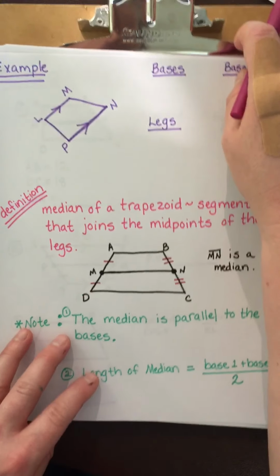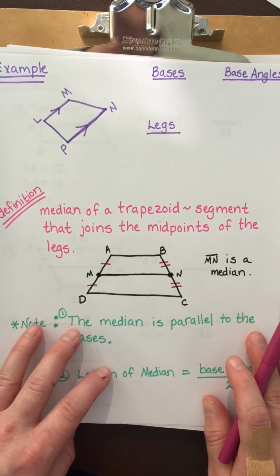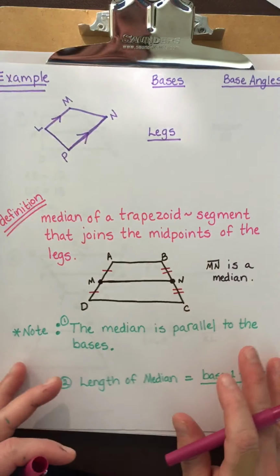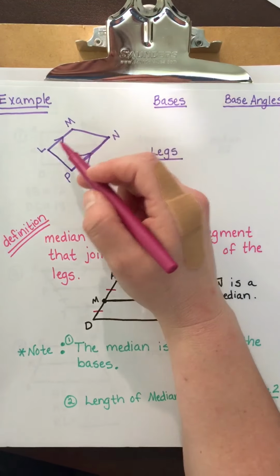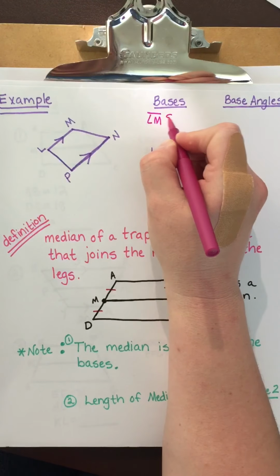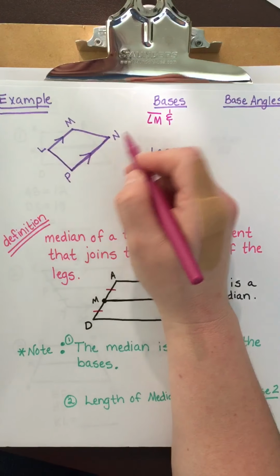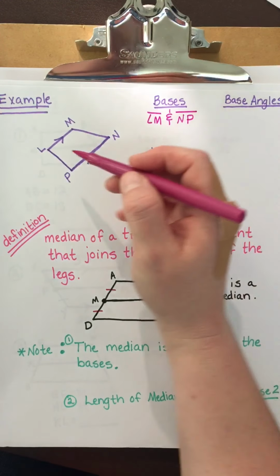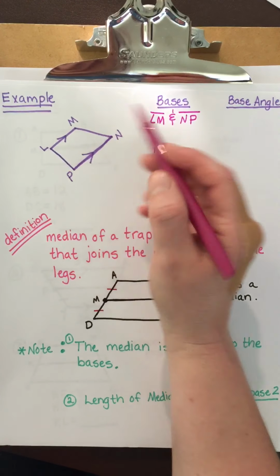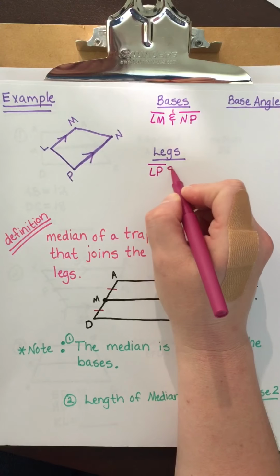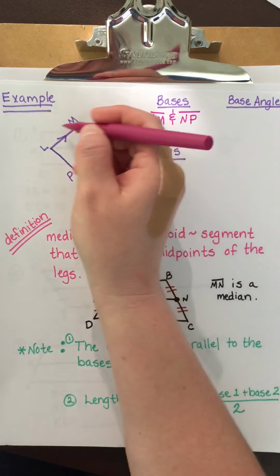All right, let's do an example using what we just talked about. So let's look at this trapezoid, LMNP, and let's identify the bases. For this trapezoid, the bases are the 2 parallel sides, so that'll be LM and NP or PN. All right, the legs are the 2 sides that are not parallel, so that would be LP, and the other leg is MN.